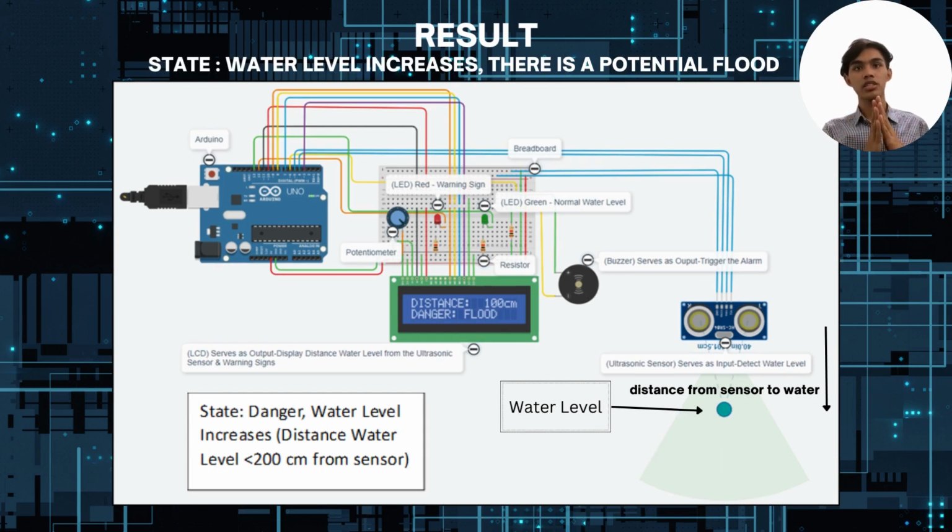If a potential flood is coming to the area, as the water level increases, the LCD will display danger, flood, and the buzzer will trigger a sound, and the LED light will turn red to alert the people around the area.